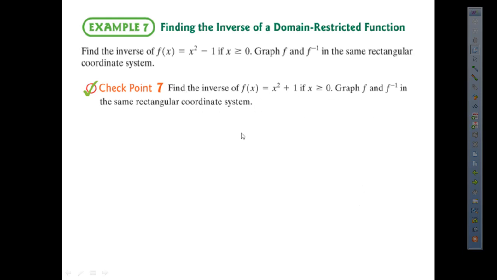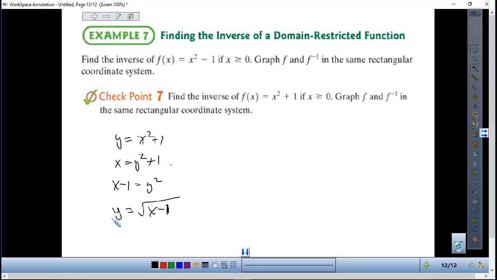Alright, so you guys work that one out. It's still going to be the plus, and you're going to do the subtraction. So pause it and work it out and see what you get. And check your work. Alright, so this one right here, same situation. We're still going to be above it.